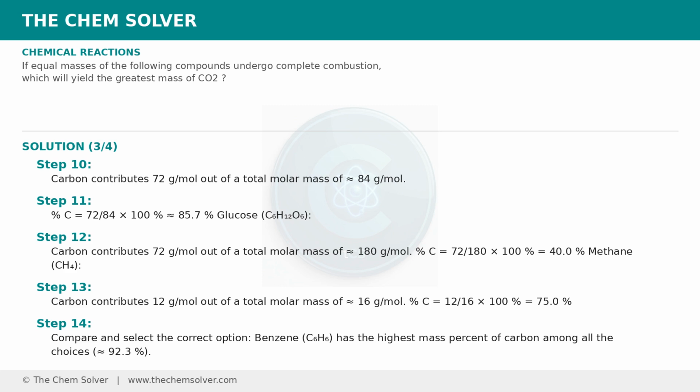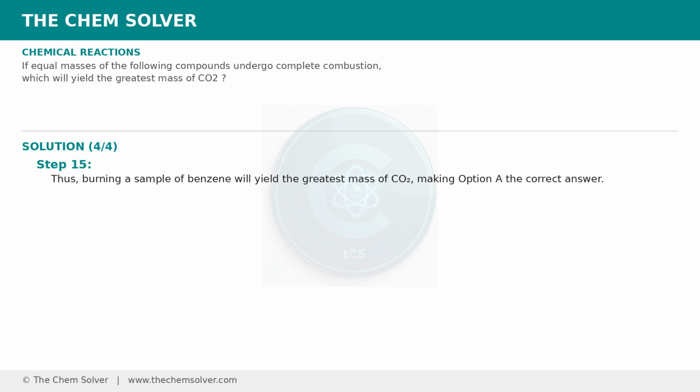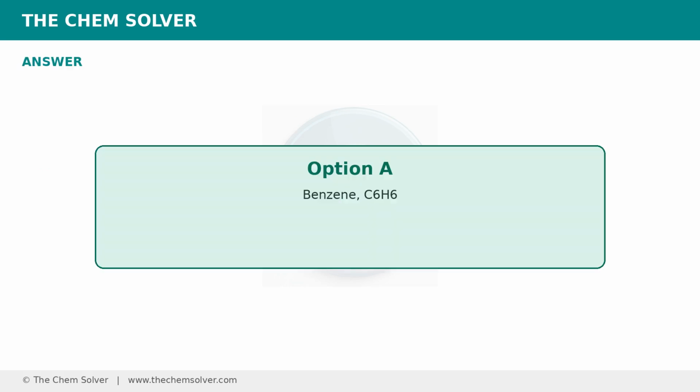Compare and select the correct option. Benzene, C6H6, has the highest mass percent of carbon among all the choices, approximately 92.3%. Thus, burning a sample of benzene will yield the greatest mass of CO2, making option A the correct answer. The correct answer is option A, benzene, C6H6.